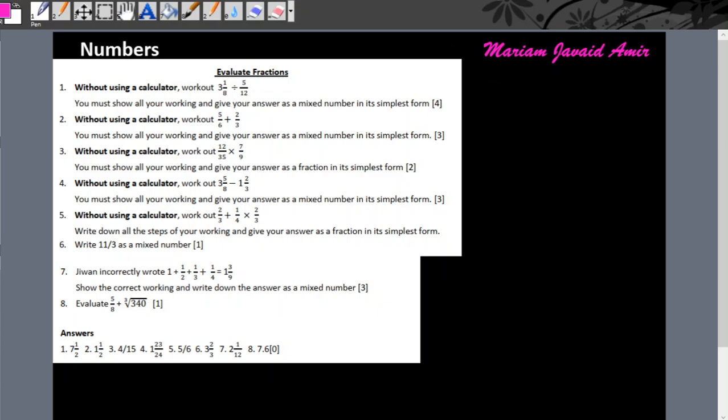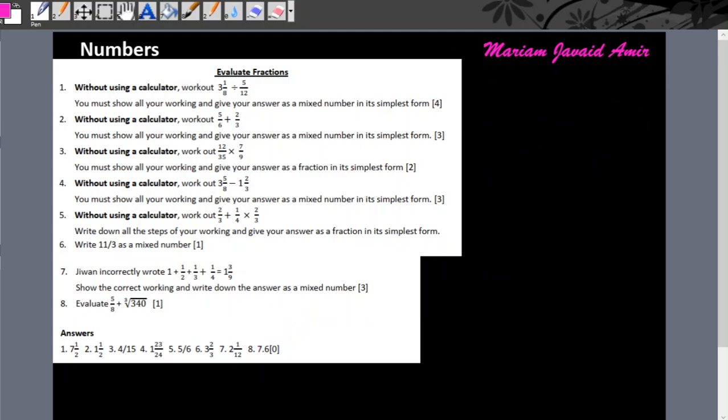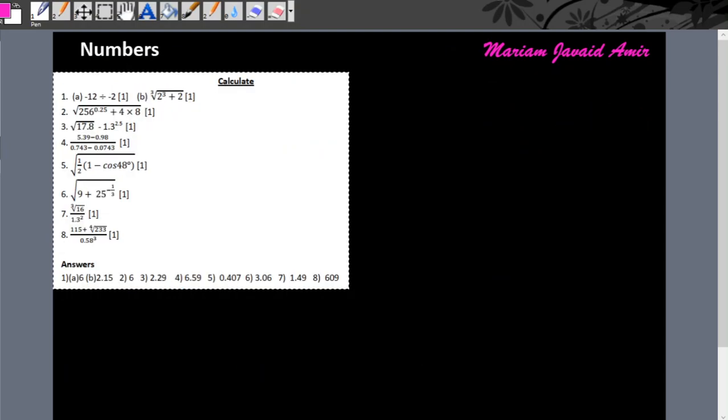Okay, question 8, evaluate this. They haven't asked us not to use our calculators, so all you'll do is enter these two values in the calculator and it should give you this answer over here, 7.6. Okay, so more on this topic, calculate these values.